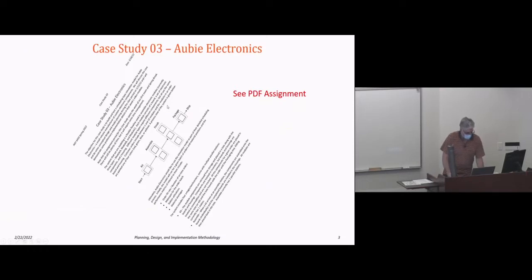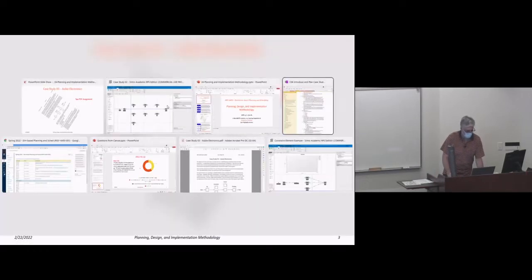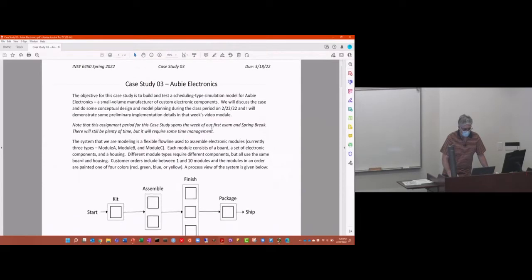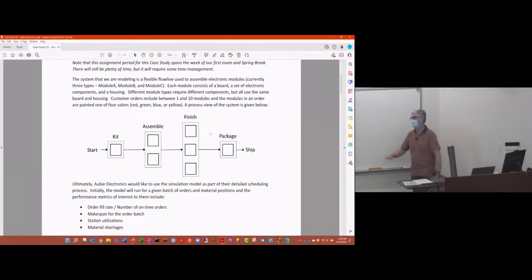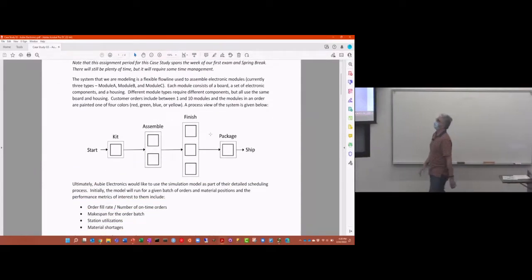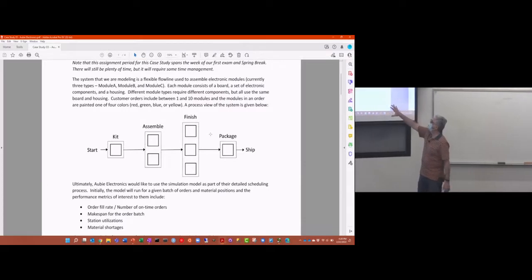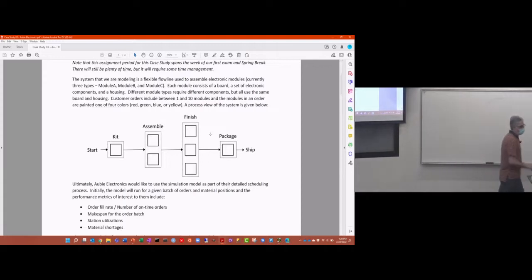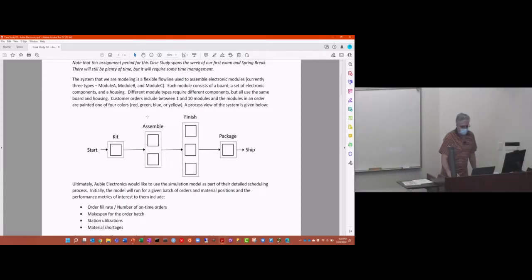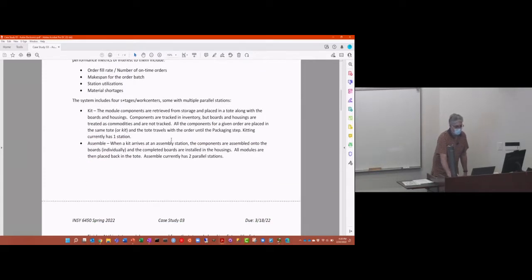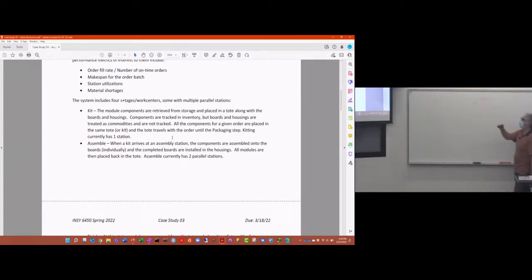Okay, so let's take a quick look at the case study here. So I have it here. I'm not going to read it to you. Hopefully you guys read it. No big deal if you didn't. You can catch up. So what we have here is a manufacturing system, a flexible flow line, 4 stages. You have kit, assemble, finish, package. 2 of those work centers have multiple stations in parallel. So all of the components, there are 3 different component types, Module A, Module B, Module C. And then I describe these individual stations.